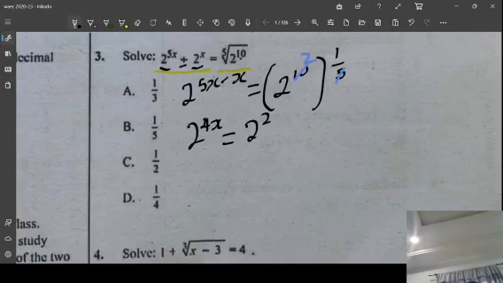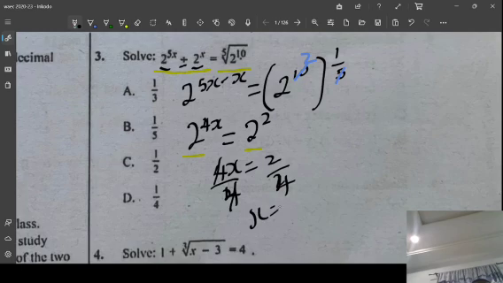So when I get here, you can see now that the bases are equal. So once the bases are equal, you can then equate the powers. So I then have 4x is equal to 2. So you can simply divide both sides by 2, or rather by 4 to eliminate this 4 here. So 4 is going to cancel 4. So x is equal to 2 over 4. Or if you simplify further, you have 1 over 2, which is option C.